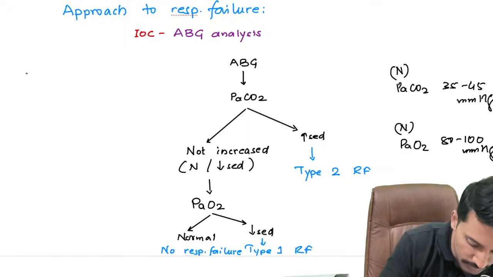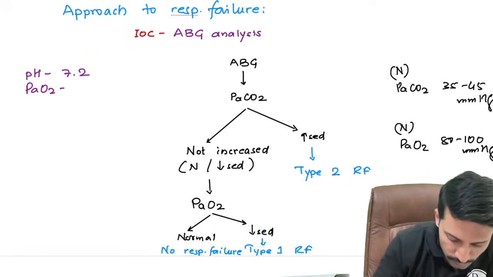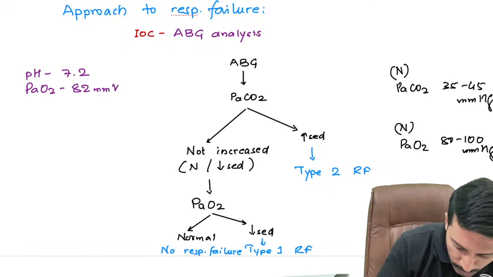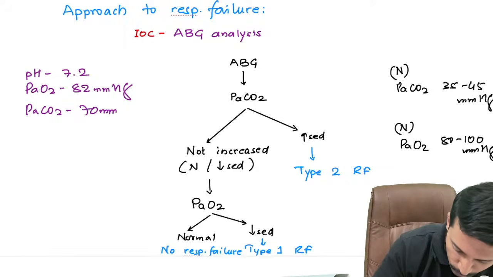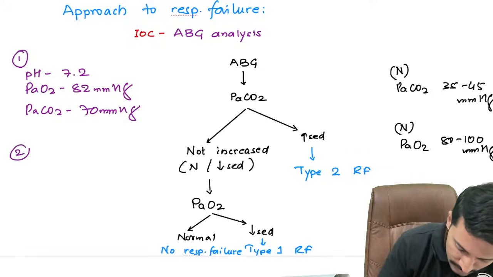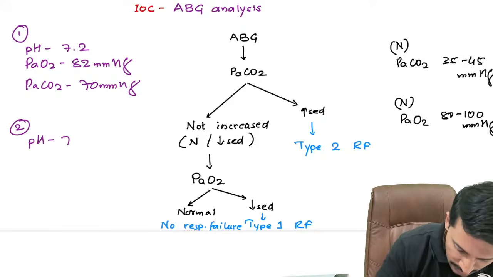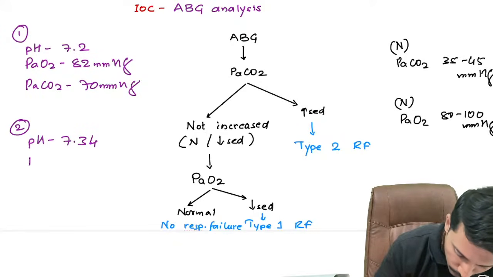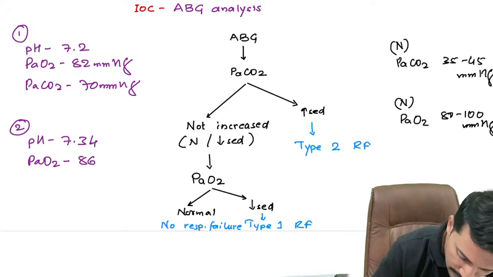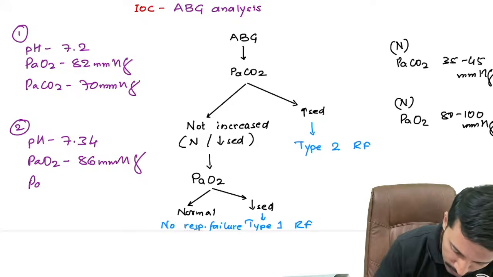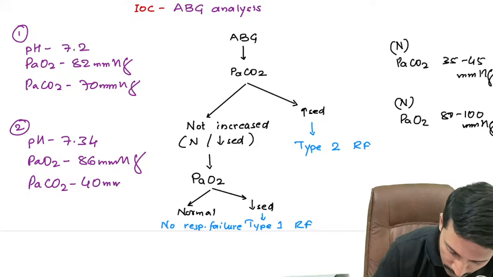Okay, so let us say I have a patient with suspected respiratory failure whose pH on the ABG is 7.2, partial pressure of oxygen is 82 millimeters of mercury, and partial pressure of carbon dioxide is 70 millimeters of mercury. This is one example. I have one more example where pH is, let us say, 7.34, partial pressure of oxygen, let us say it is 86 millimeters of mercury, and partial pressure of carbon dioxide is 40 millimeters of mercury.